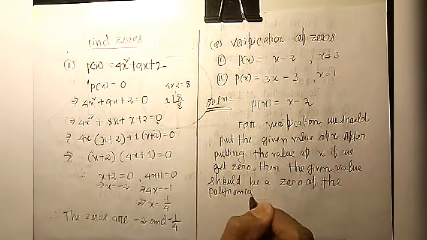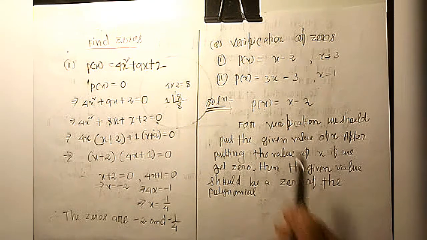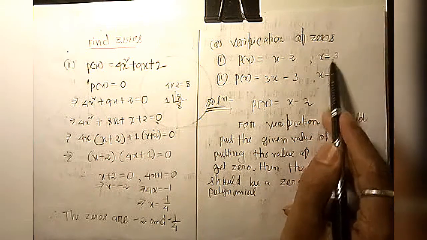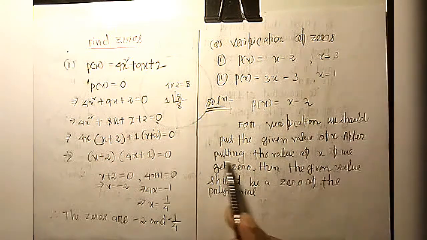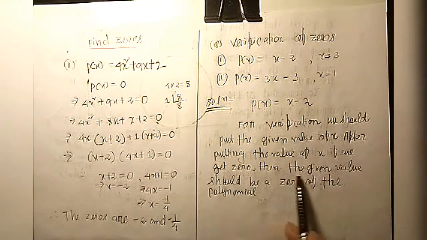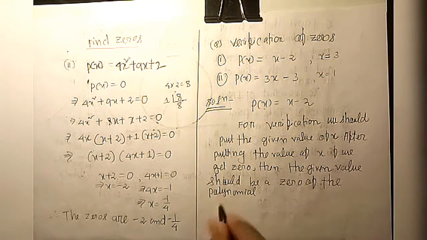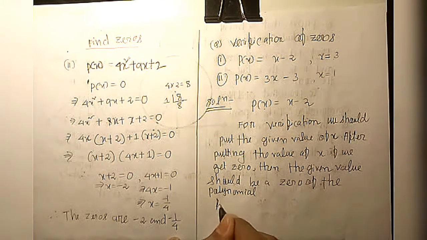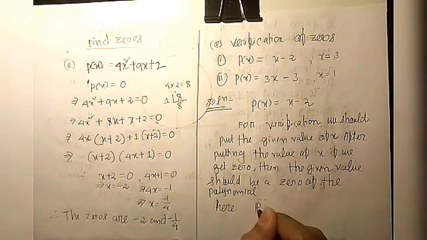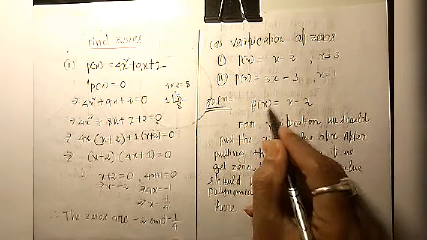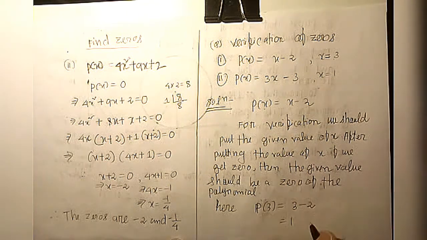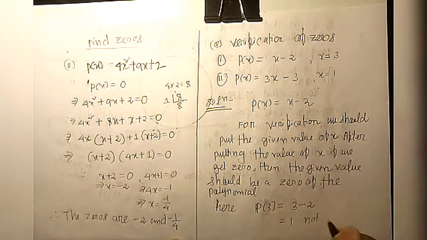So what is the meaning of the line? When we put the values of x in the given polynomial, if we get 0, that means the given value we consider as a zero of the polynomial. So in this case the polynomial is P(x) equals x minus 2. So put the value x equals 3. So P(3) equals 3 minus 2 equals 1, which is not equal to 0.